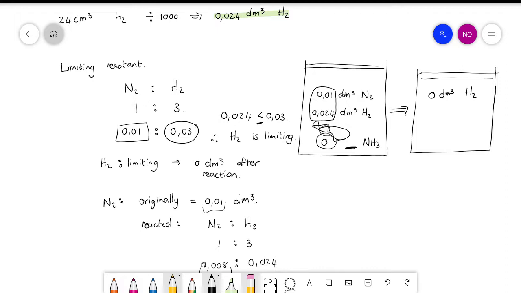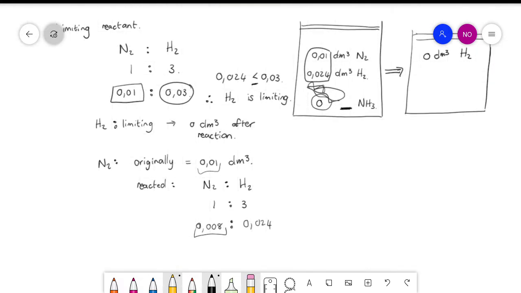Okay, and then we did the limiting reactant and we said hydrogen gas is limiting, meaning that we are going to use all of it.